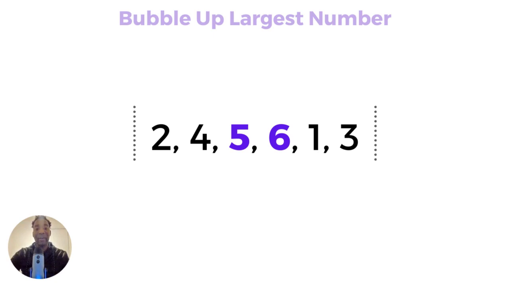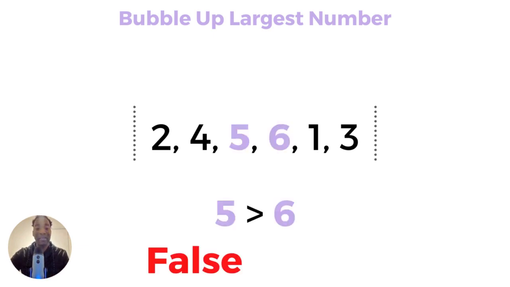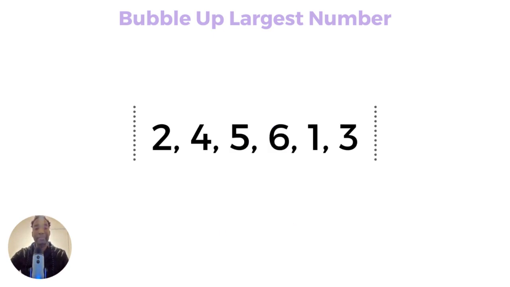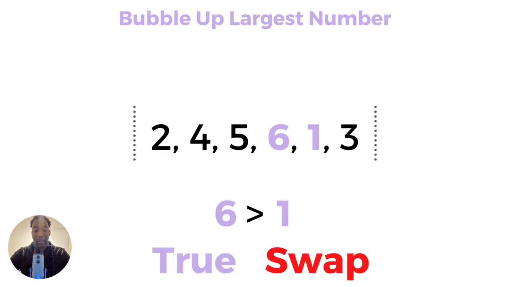Now we're comparing the 5 and the 6. The question that we ask ourselves is: is 5 larger than 6? The answer is no, it's false. Because that's false, we just keep on going. Don't change, don't swap. Next, we have the 6 and 1. Is 6 larger than 1? The answer is yes. Therefore, we will swap the 6 and 1, and that's what we have.